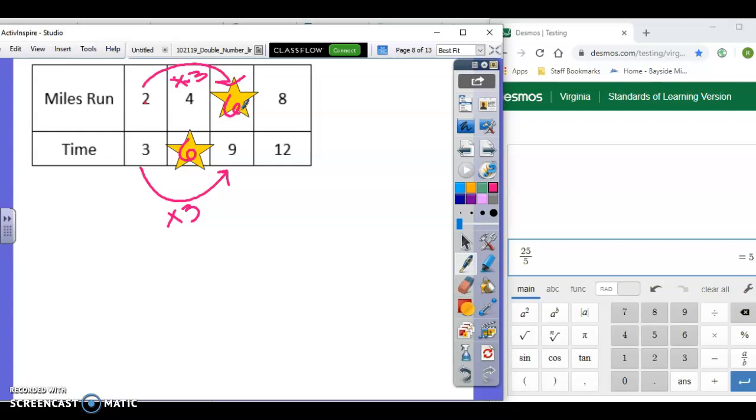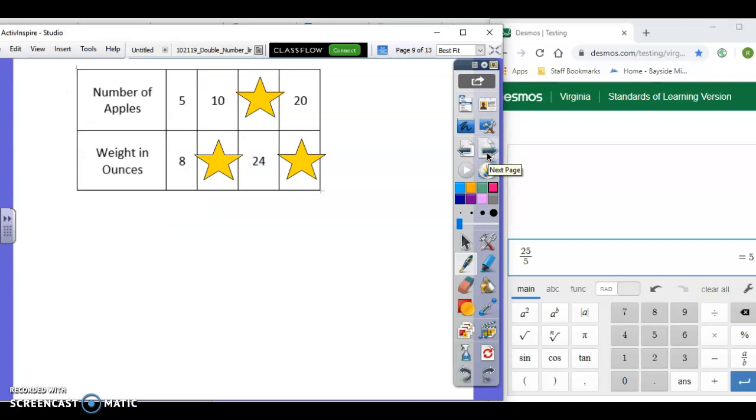All right, so let's go to the next one. Go ahead and press pause and solve it, and then when you're done, press play. Okay, so now we're missing 3 stars. That's okay, just take it one step at a time.